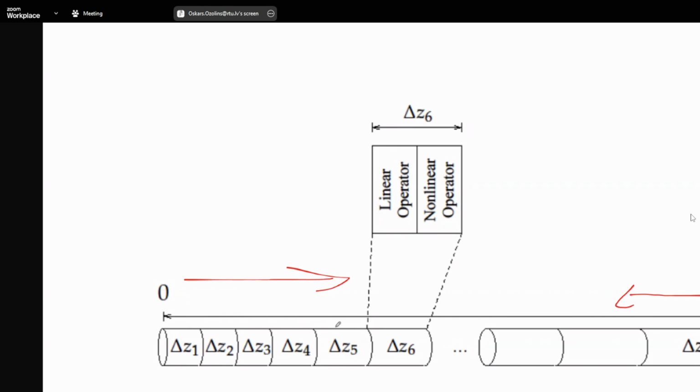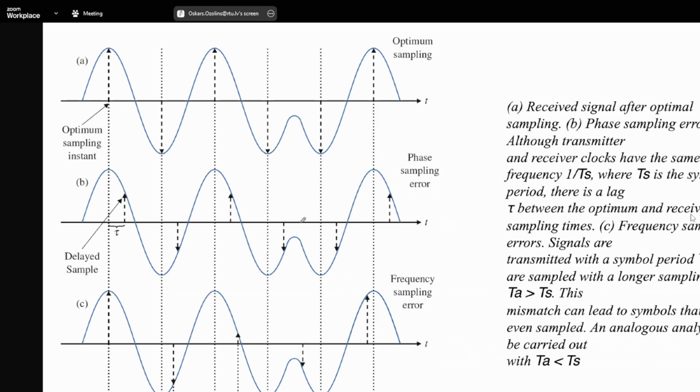So that's the ideal thing, but the systems are not ideal, so there are differences when you do these operations. Okay, and then there's again about sampling. When your signal comes in, you really don't sample at the best sampling instances, because you don't know where your signal's best sampling instance is.